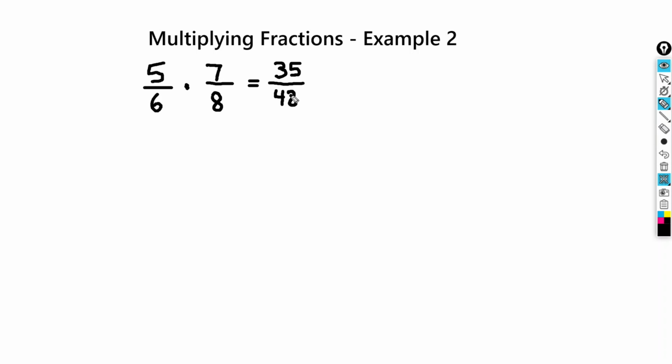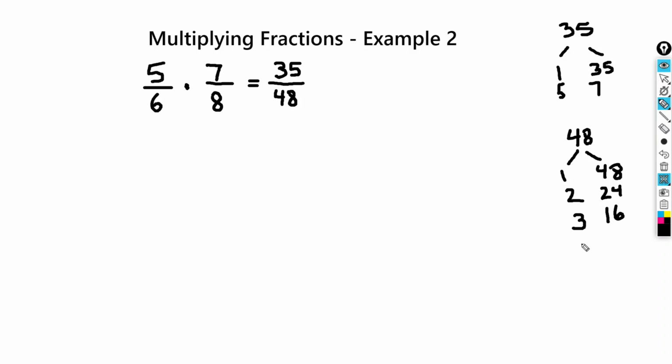Okay, so we look at the top, and we want to see if we can simplify this any bit. So 35, if I list the factors of 35, there are 1 and 35, and then 5 and 7. If I list the factors of 48, they are 1 and 48, 2 and 24, 3 and 16, let's see, 4 and 12, and 6 and 8. So we want to see if we have any common factors between these two that we can divide out. Well, we do have 1, but if we divide these both by 1, we still get 35 over 48. So we want to look for a common factor that's greater than 1. And if we look, we don't have any, so we can't simplify that any further. So 35/48 is our solution to example 2.